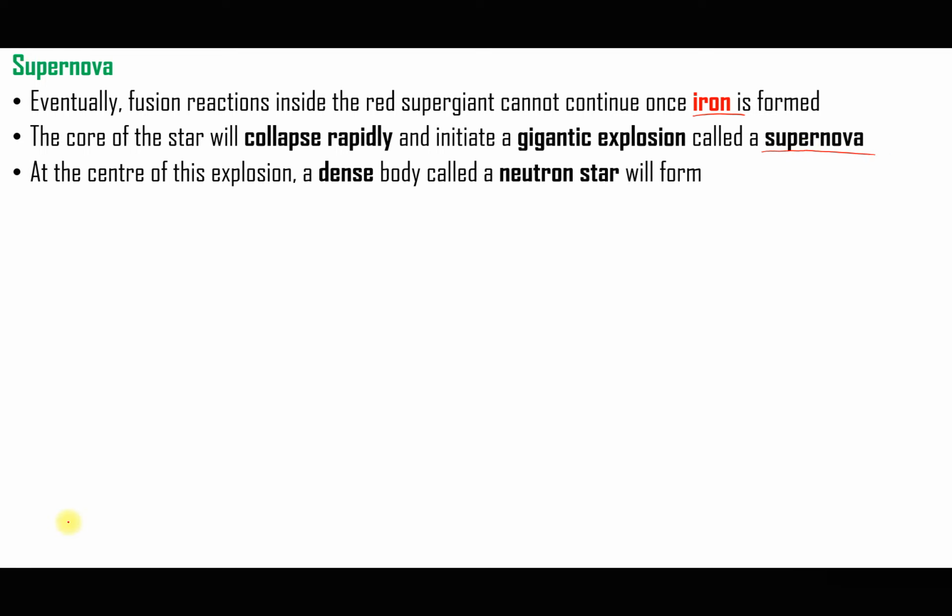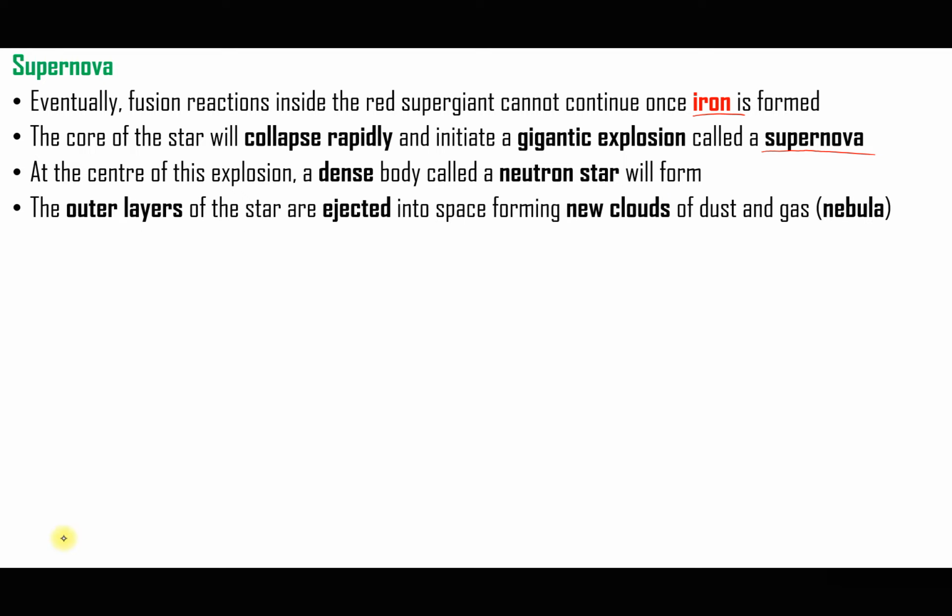At the center of the explosion, a dense body called a neutron star will form if the mass of the core that collapsed was less than 3 solar masses. The outer layers of the star are ejected into space, forming new clouds of dust and gas.